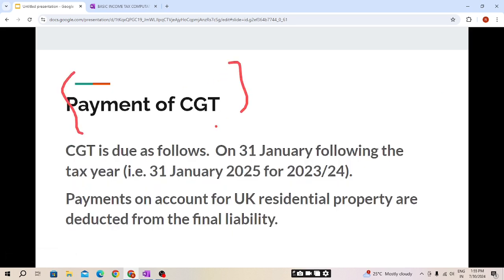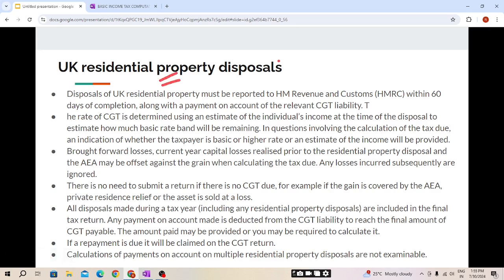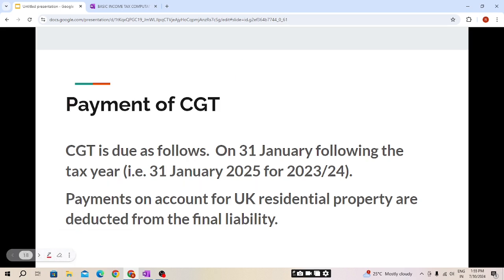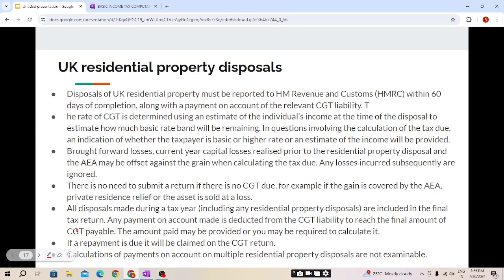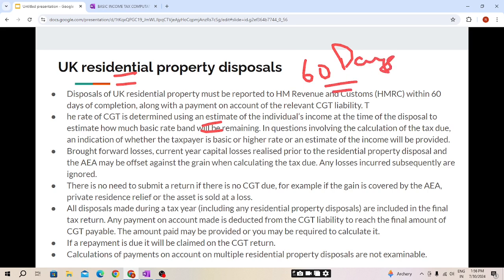Then moving to the payment of CGT. CGT is due as follows: on 31st January following the tax year, that is 31st January 2021. So students, we have seen that for residential property, we need to pay and submit a return within 60 days. But coming to other CGT payable, the annual CGT liability, the date of paying it, as we have seen in our format, students, please do remember, for UK residential property, we will pay it within 60 days and file a return.